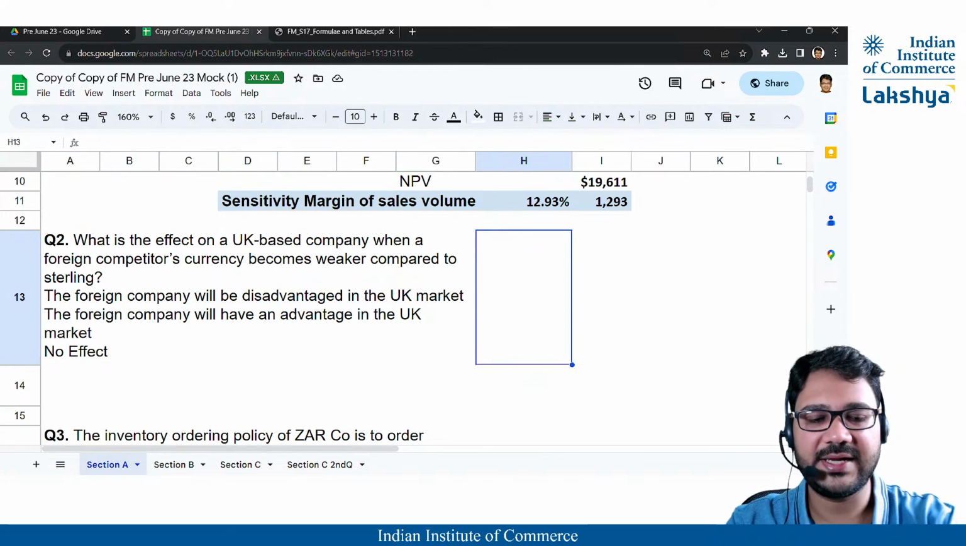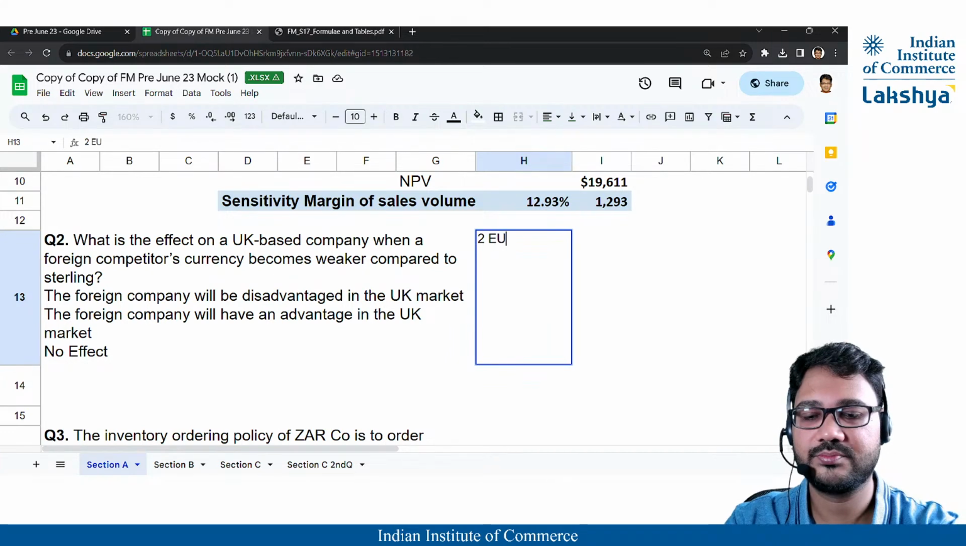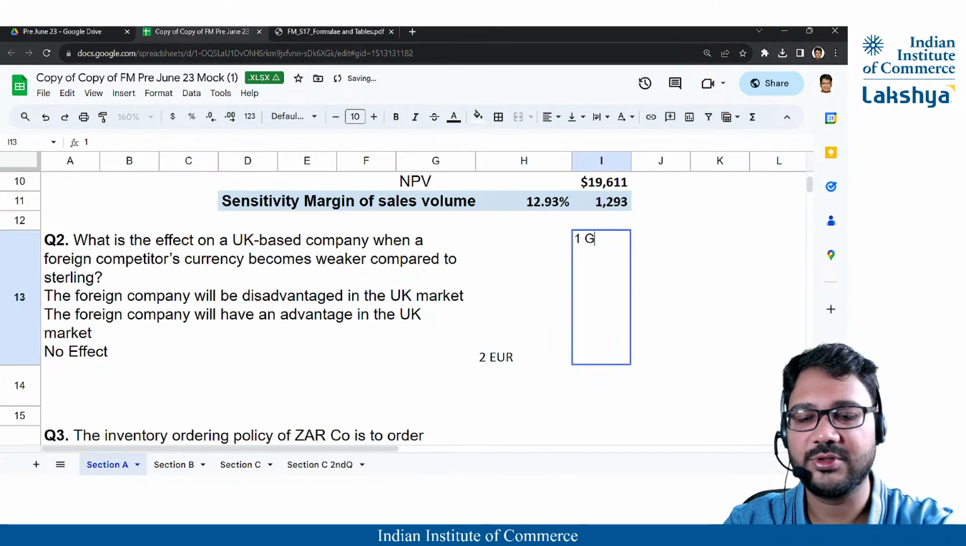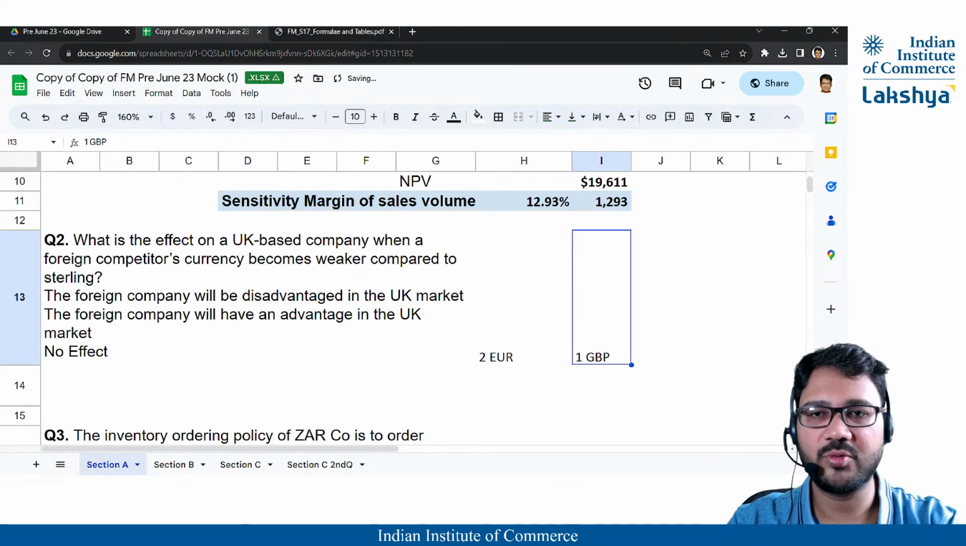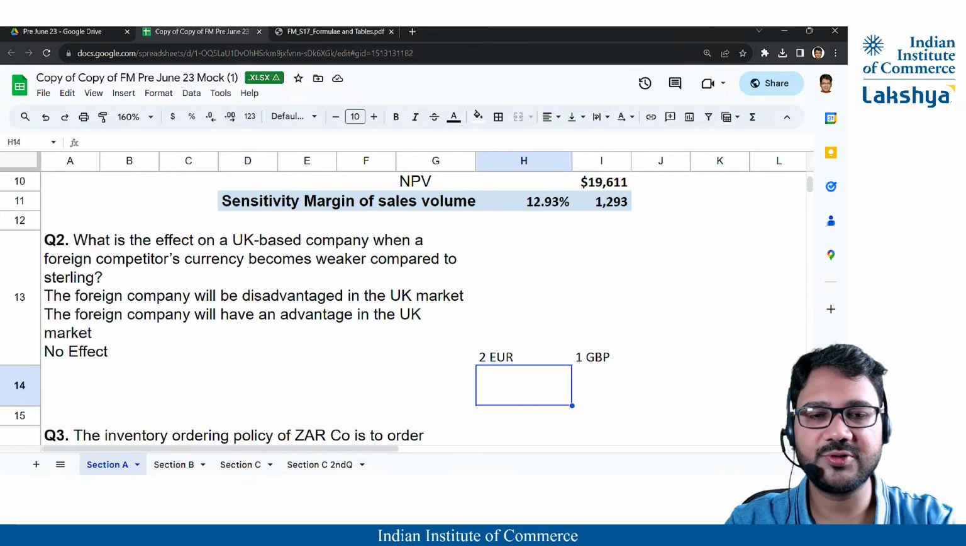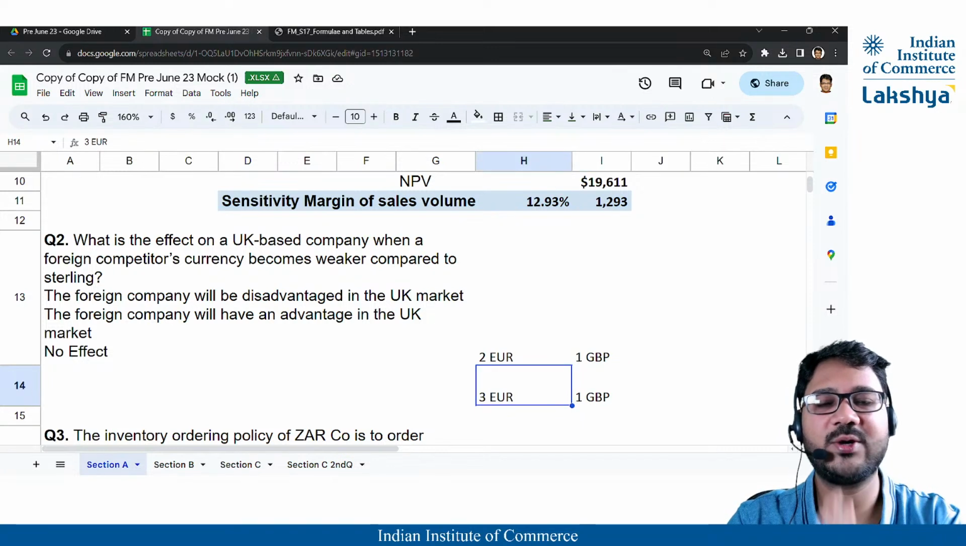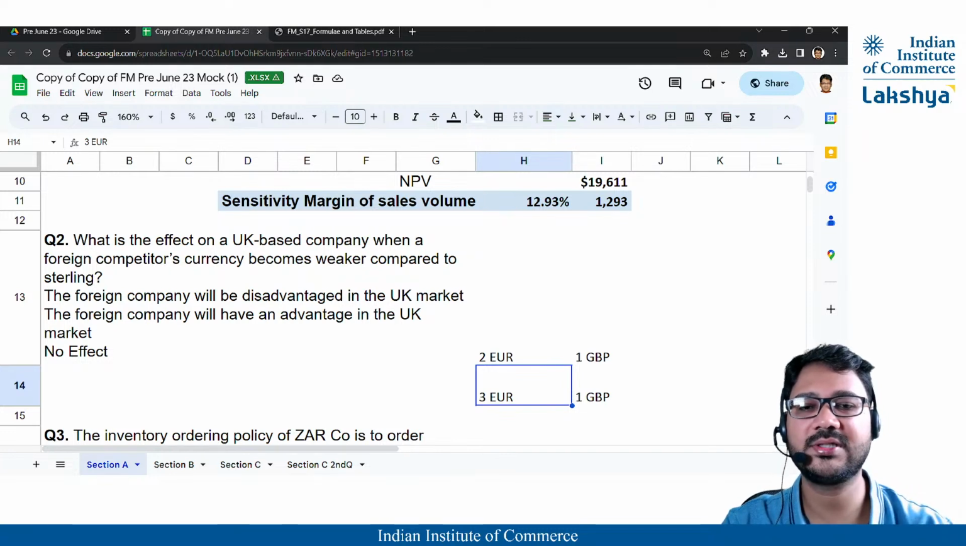All right. Let's take an example. Say 2 euros is equal to £1. Okay. So our home currency is UK, and the counter currency is euros. Now, they are saying that the competitor's currency is becoming weaker. So say the euro becomes weaker. That means the pound, our home currency, has strengthened. The counter currency has weakened. Okay, so for that very same pound, now you can get 3 euros.